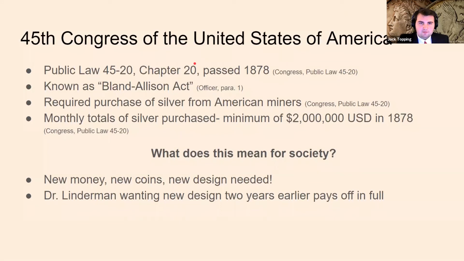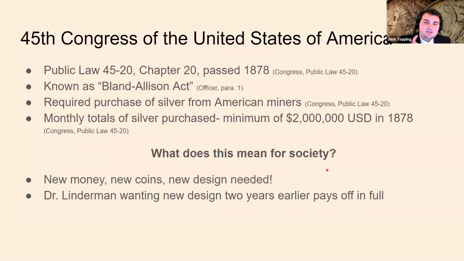So the government's buying a lot of silver. So what? What did this big change mean for society? It means that this big change to society introduces, or it was planned to introduce, new money for society. It was on its way to the general public, and it gave silver miners in the US a very important sense of job security. It meant that millions of dollars were to be spent every month on purchasing American silver.